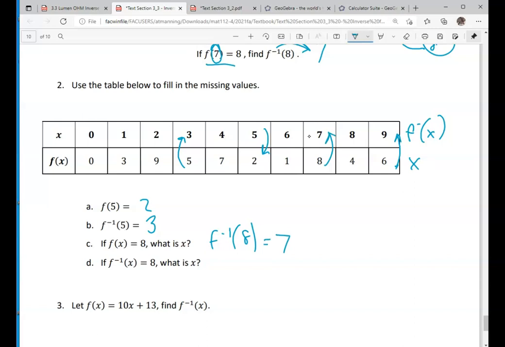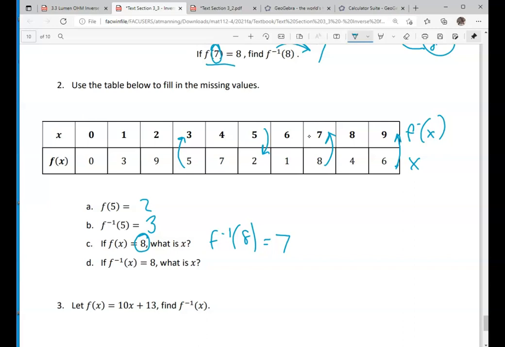Now, this one's a little bit confusing. Quick question. Why wouldn't it be 4? This guy here? Yeah. Well, let's take a look here. I got an output of 8. And they're asking me, what x got me there? Okay. So I have to get an output. Here's my output of f of x. There's my output of 8. And that's why the input 7 is what got me to the 8.